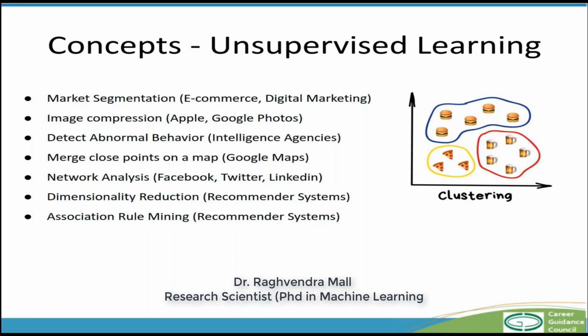So market segmentation is being used in e-commerce companies, digital marketing, and image compression. Apple and Google Photos use a lot of image compression. When we take a selfie, we don't take one selfie, we take like 15 or 20 selfies. Image compression basically knows that all of these are the same person and it's a selfie. So why use all the space of the 20 images? Why not just compress them and put them in one image? That's the image compression example that Apple and Google Photos use.